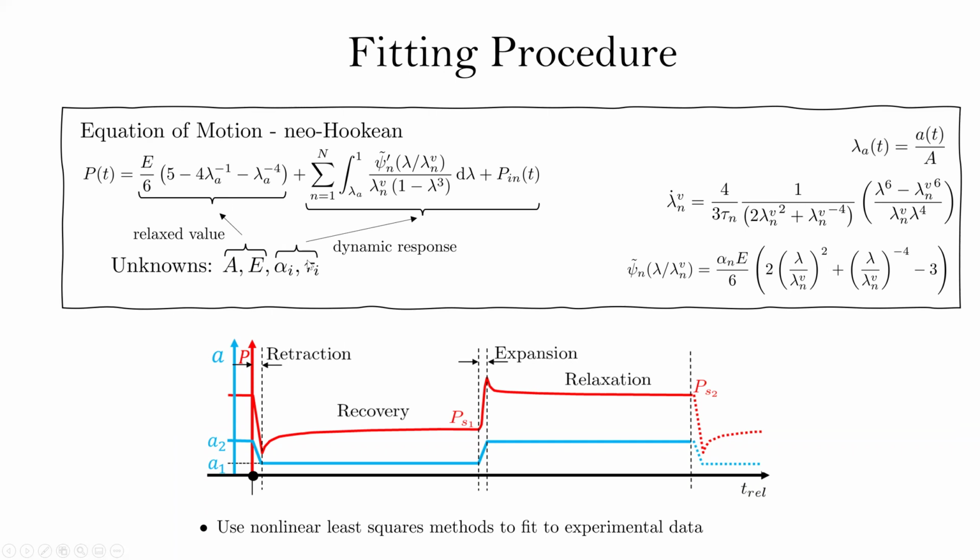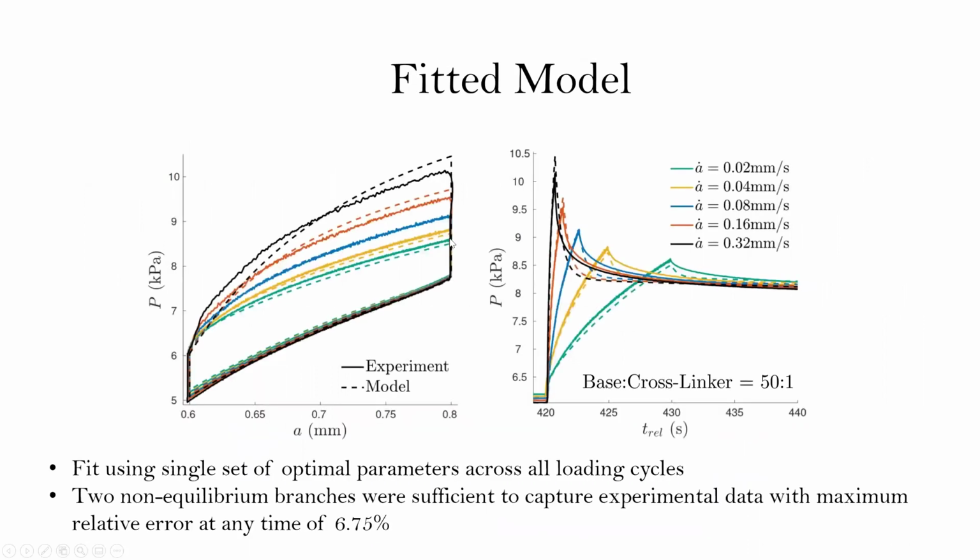And we basically first start with one branch to see how good the fit is. And then we keep increasing the number of branches to see how many we need to arrive at a good fit. And for the experiments here with PDMS, we see that using two non-equilibrium branches and one equilibrium branch, using a single set of parameters, we are able to model all these stretch rates quite well, where the maximum error at any time is under 7%.